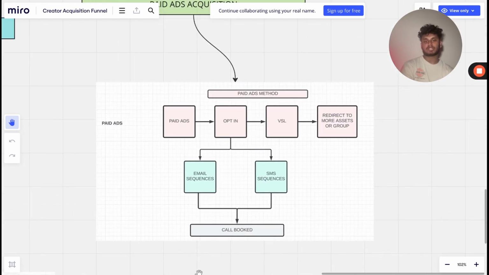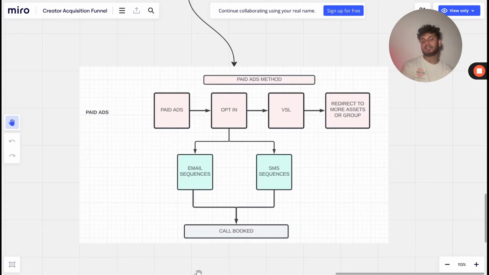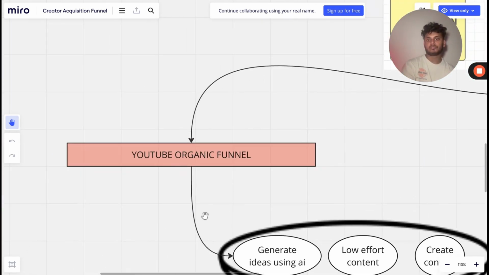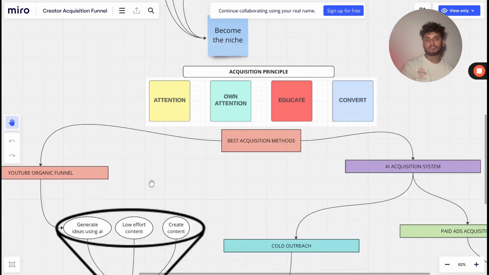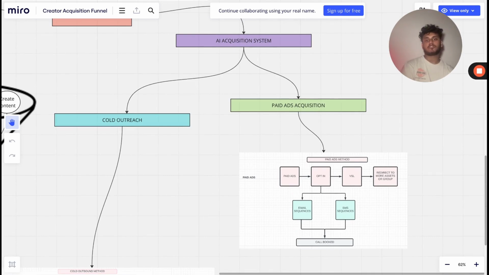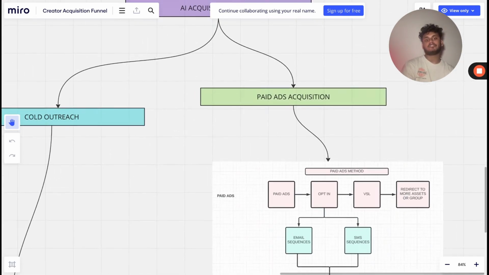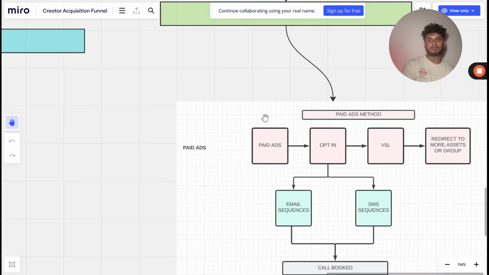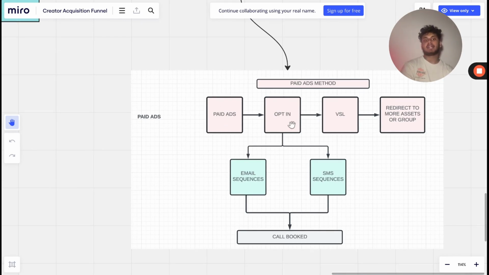And the second method, which is quite popular, is the paid ads method. If you have some kind of budget and you are already creating content using this YouTube organic funnel, then you can also start implementing paid ads, because it will enhance your reach in organic content. The basic funnel which we use is running paid ads, collecting their email and phone numbers, running the automated sequences of email and SMS in the backend, and eventually directing them to the VSL.